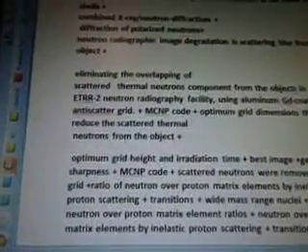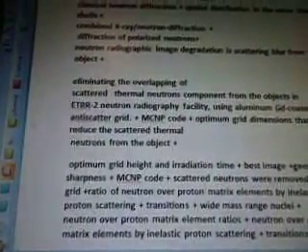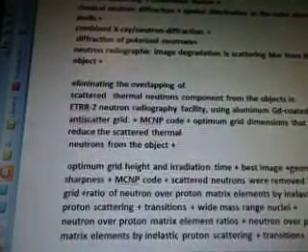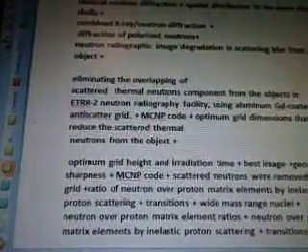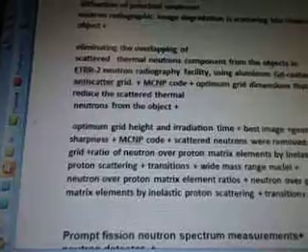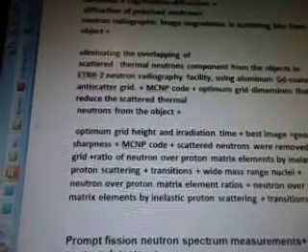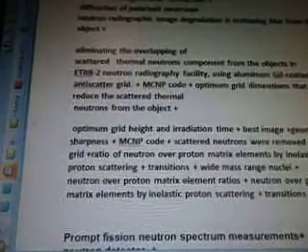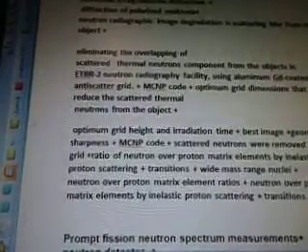So MCNP code plus optimum grid dimensions that will reduce scattered thermal neutrons from the object, plus optimum grid height and irradiation time, plus best image plus geometric sharpness, plus MCNP code plus scattered neutrons were removed.